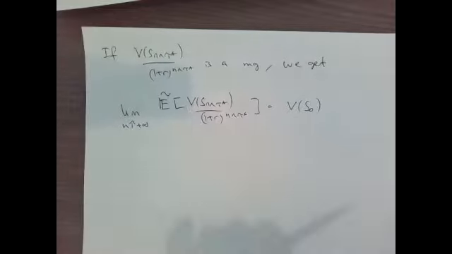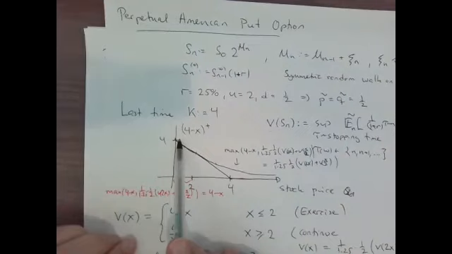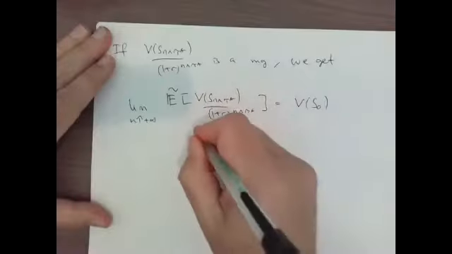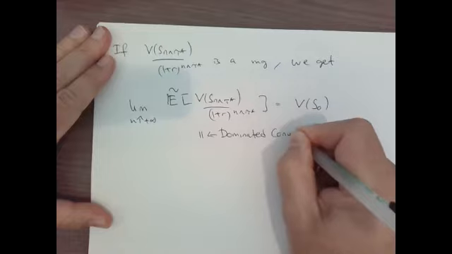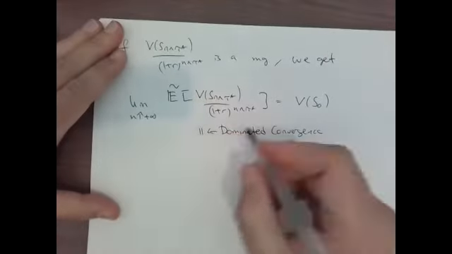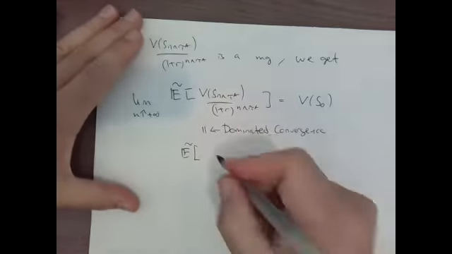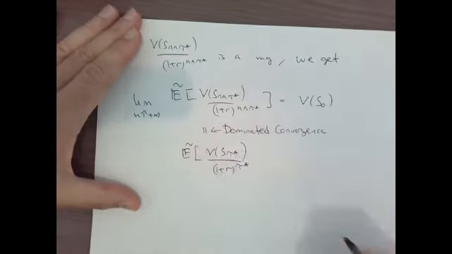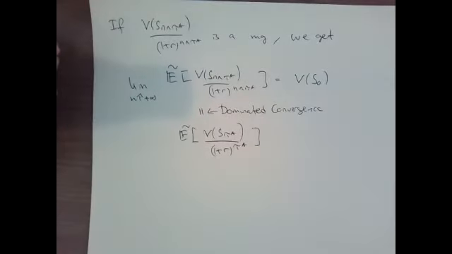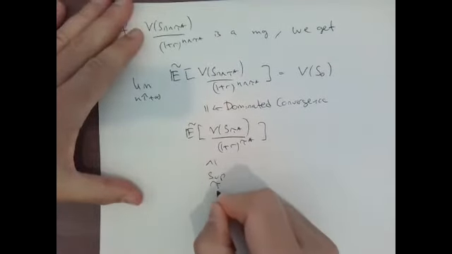Again, my function V that I have in the picture, this is a bounded object. This V here is bounded by 4. So I can use dominated convergence to pull the limit inside. I'll get E tilde, as n goes off to infinity, V of S_τ* divided by 1 plus R to the τ*. And of course, this is going to be less than the supremum over all stopping times.